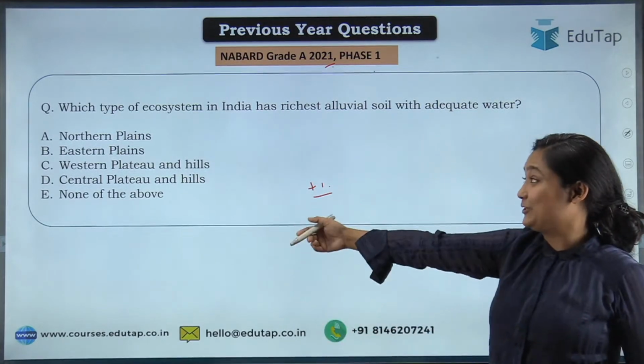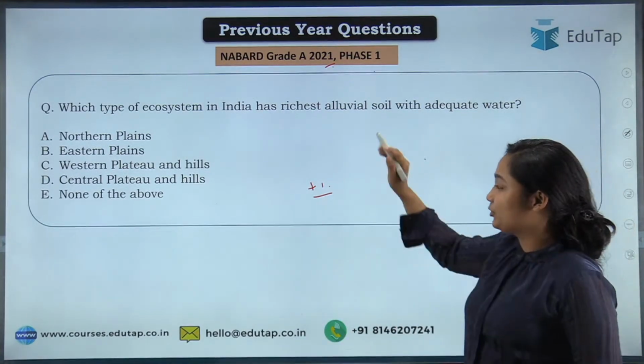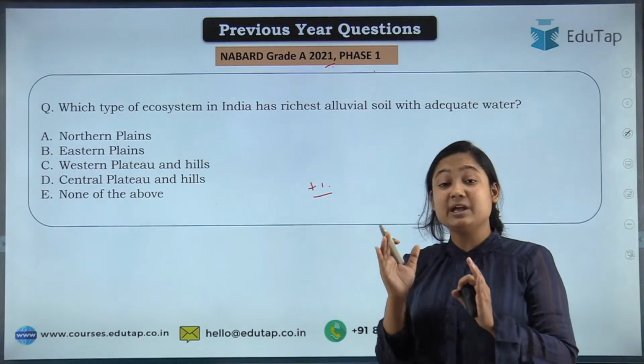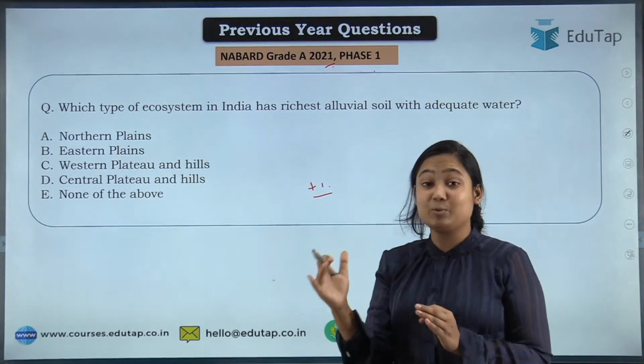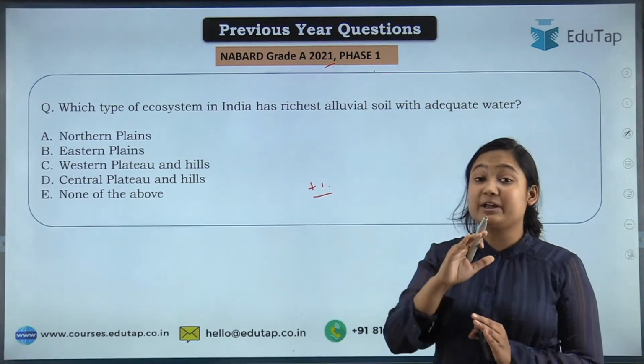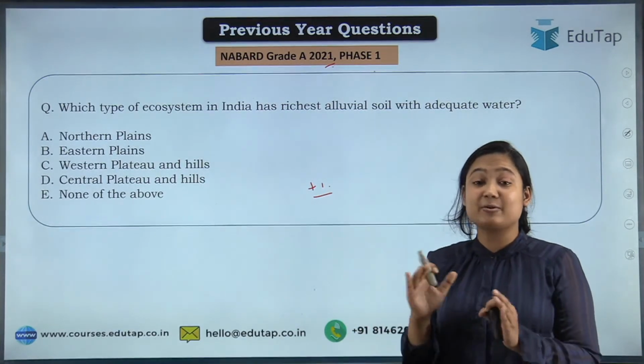Let's move to the second PYQ, because today we are only covering the agroclimatic zone, and this particular topic is very important. Why? We have to take a look at all the zones, and a question can appear from any of them.